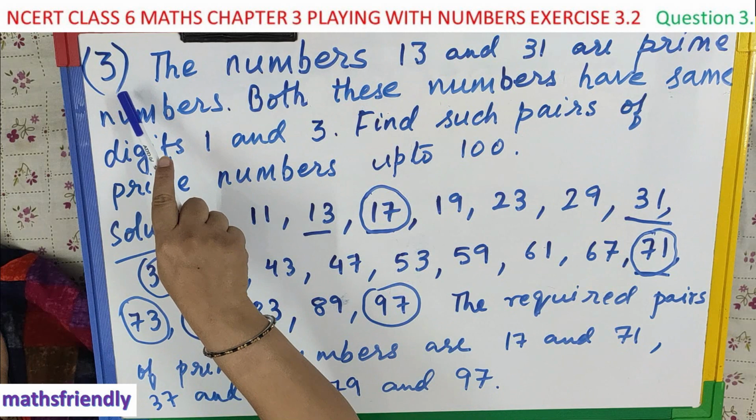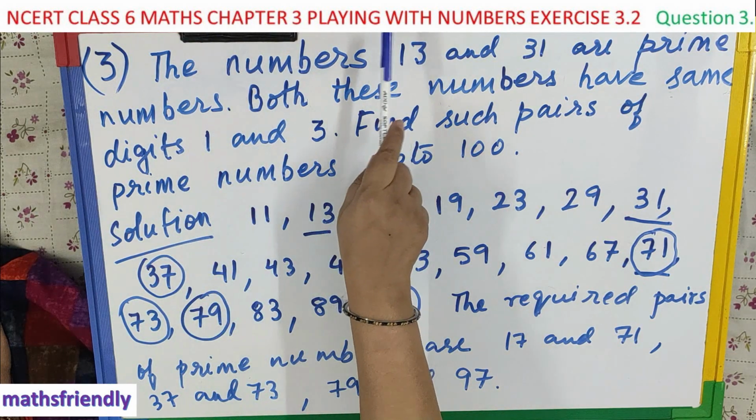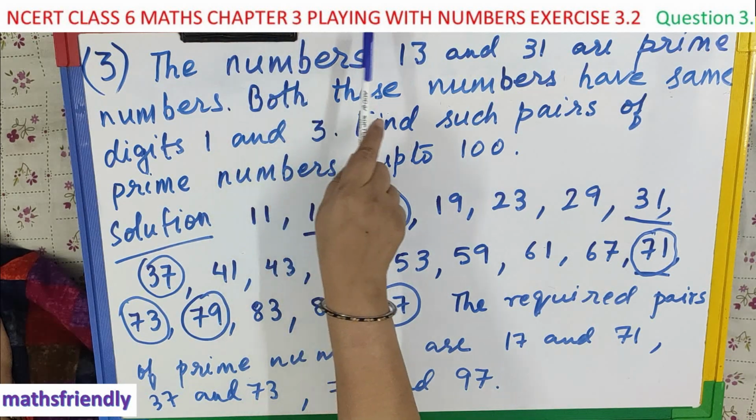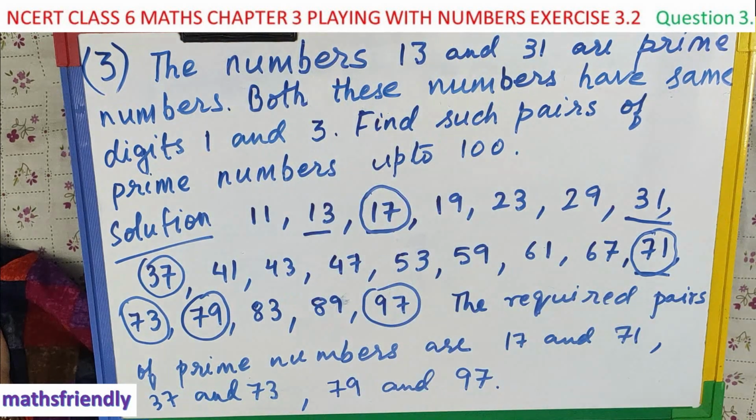In the next class we will do question number 4 of exercise 3.2 from chapter 3, which is Playing with Numbers, from the 6th class maths NCERT book.